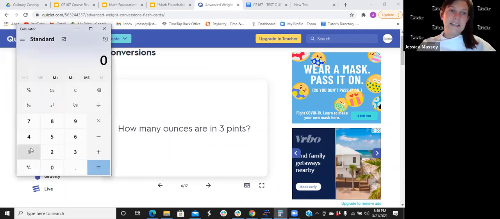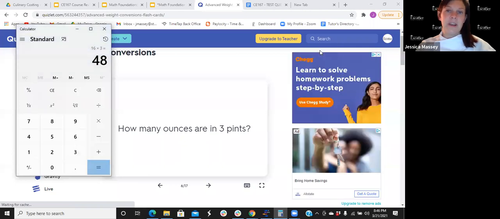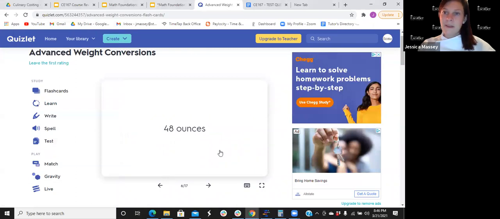So you have 16 ounces in 1 pint, times it by your 3. You should get a bunch of 48s. Nice job.